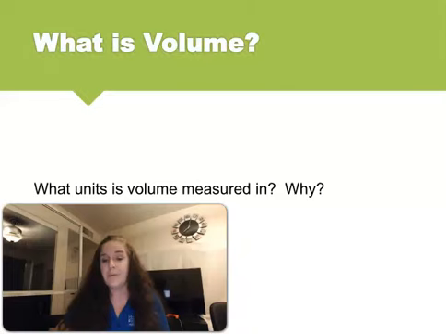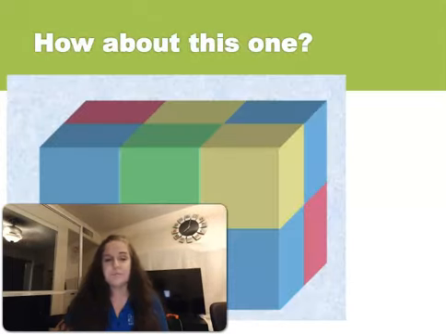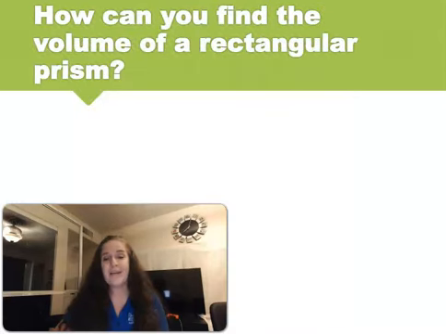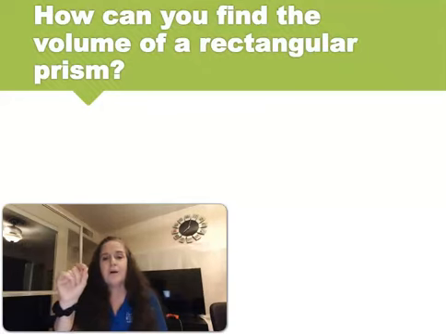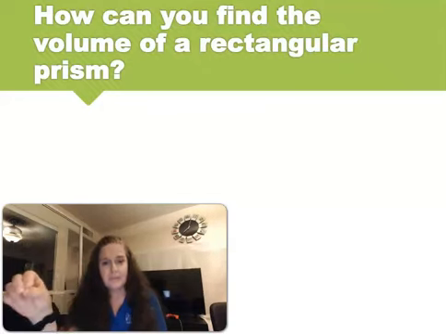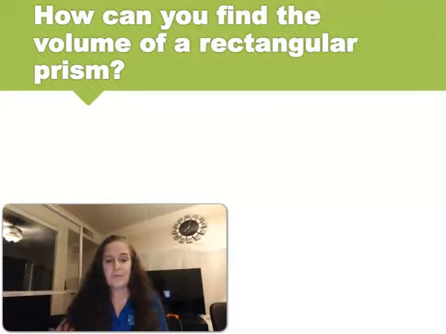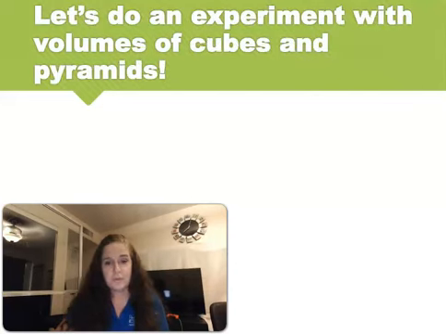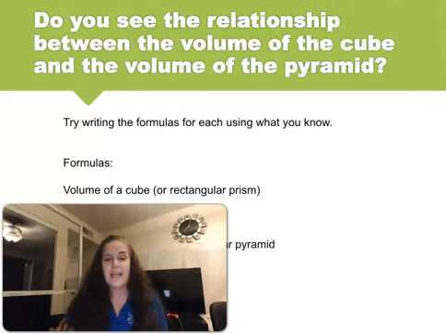So we're going to talk about what units volume is measured in and why. And then we're going to look at concrete examples of volume. And then we're going to compare, this is our experiment, two big things. The volume of prisms and how to find them, and then an experiment with cubes versus pyramids and comparing their volumes and in turn their formulas.